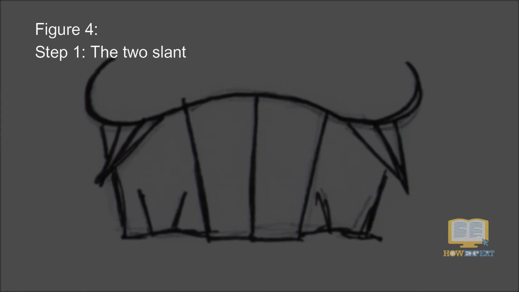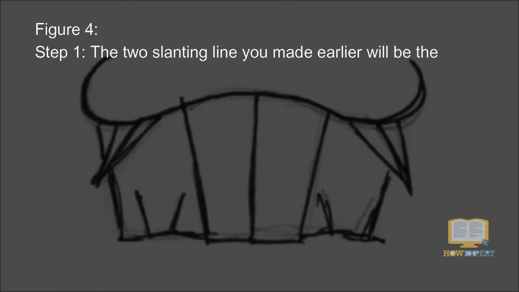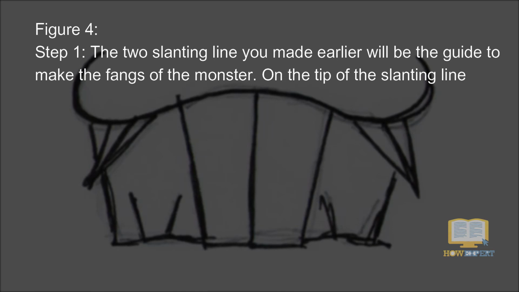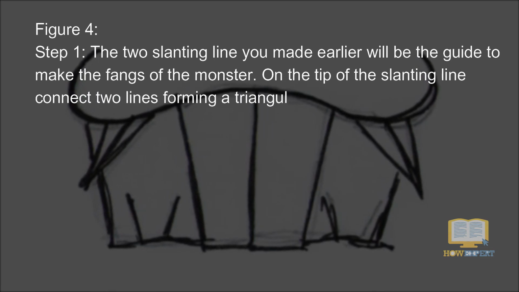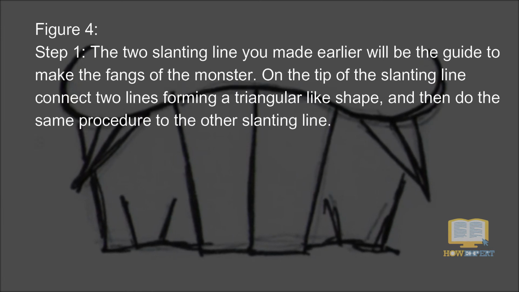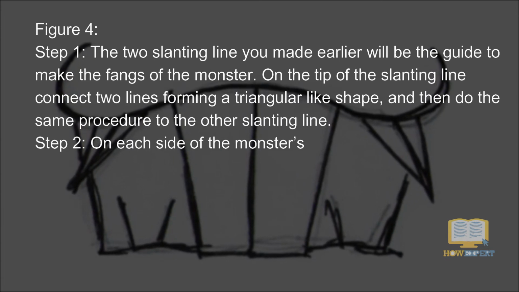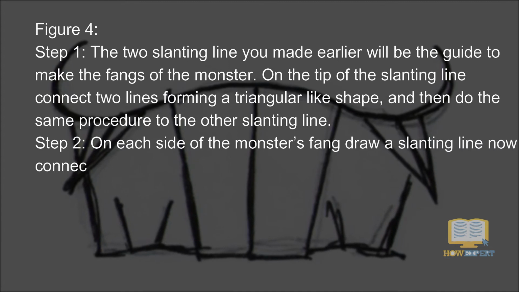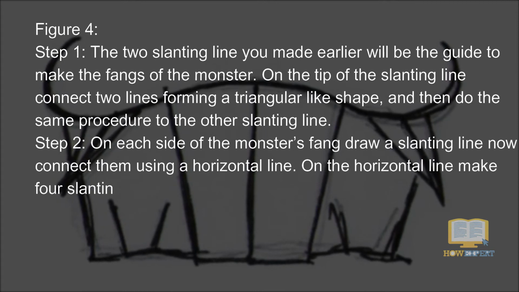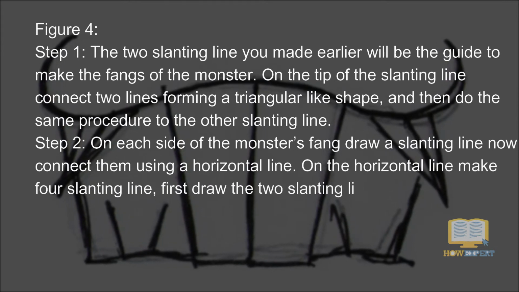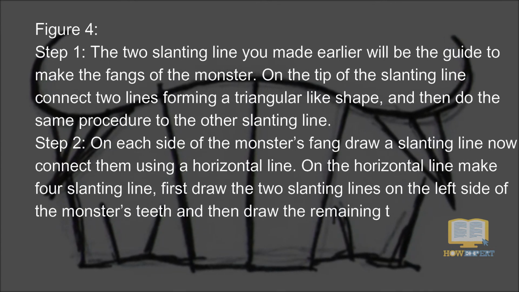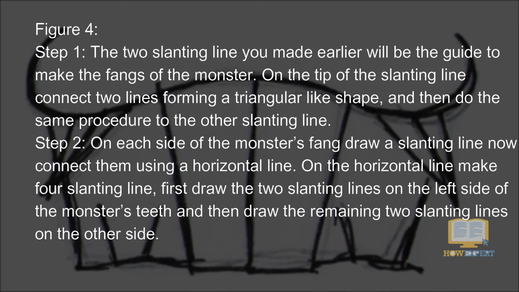Figure 4. Step 1. The 2 slanting lines you made earlier will be the guide to make the fangs of the monster. On the tip of the slanting line, connect 2 lines forming a triangular-like shape, and then do the same procedure to the other slanting line. Step 2. On each side of the monster's fang, draw a slanting line, now connect them using a horizontal line. On the horizontal line, make 4 slanting lines. First, draw the 2 slanting lines on the left side of the monster's teeth, and then draw the remaining 2 slanting lines on the other side.